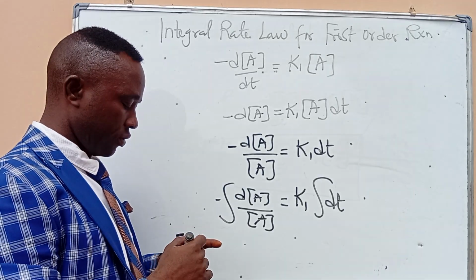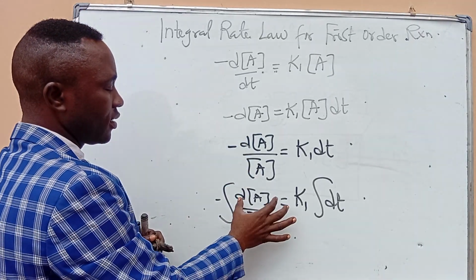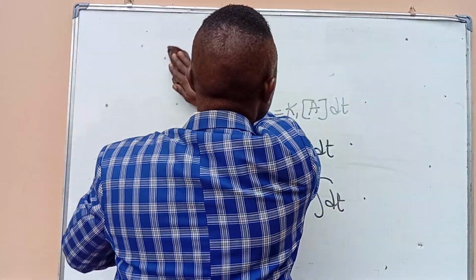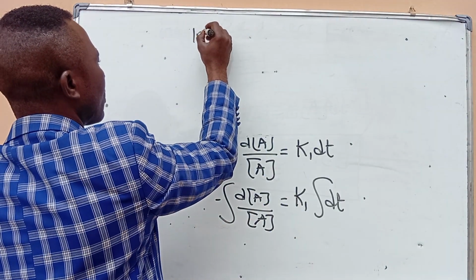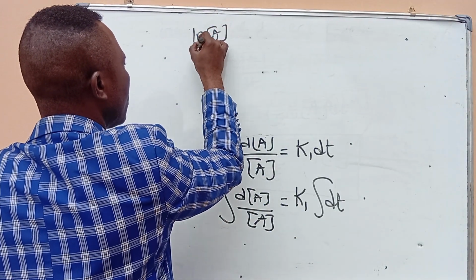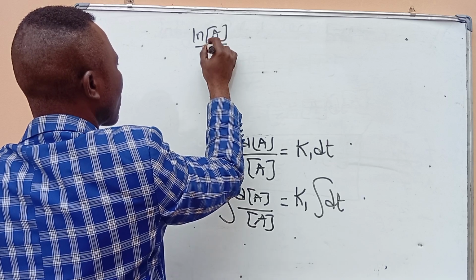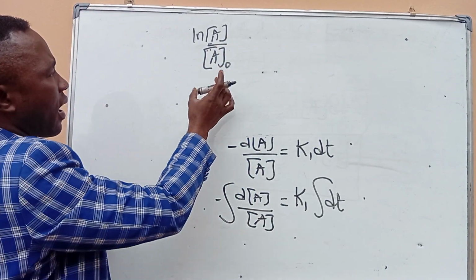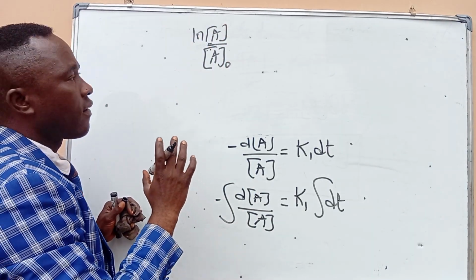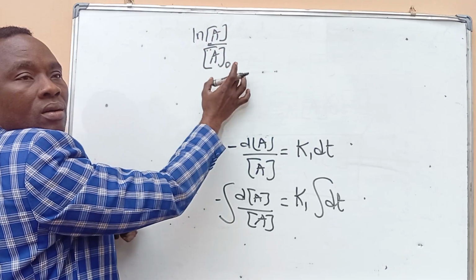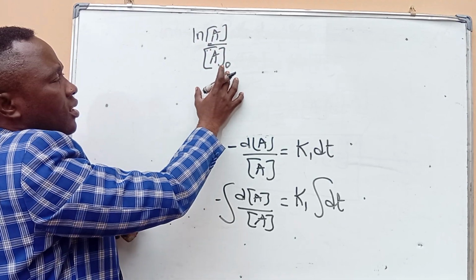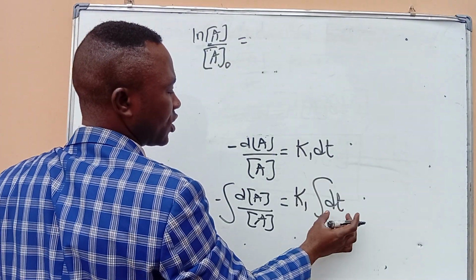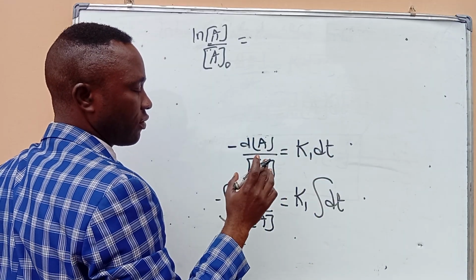Now, if we integrate change in A over A, what we will have will be ln of concentration of A over concentration of A naught. Our A here now is the final concentration, while A naught is the original concentration. And when we integrate change in time, it will give us t.